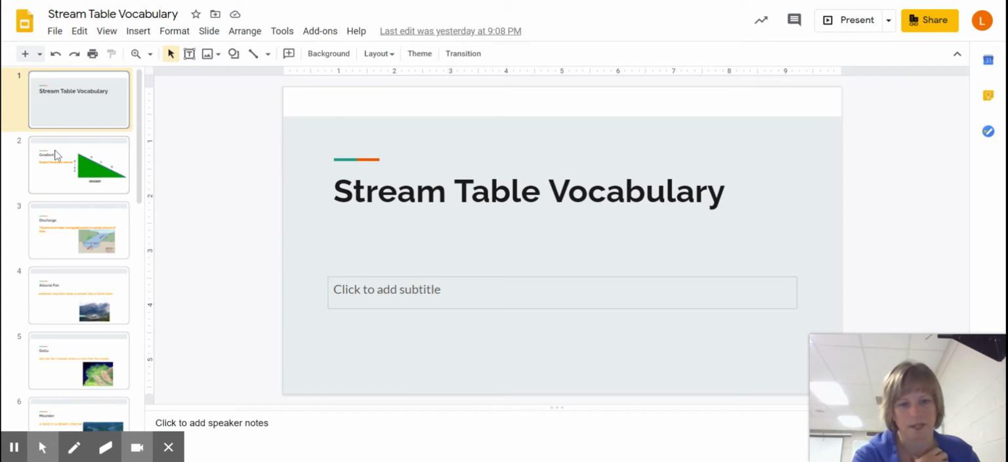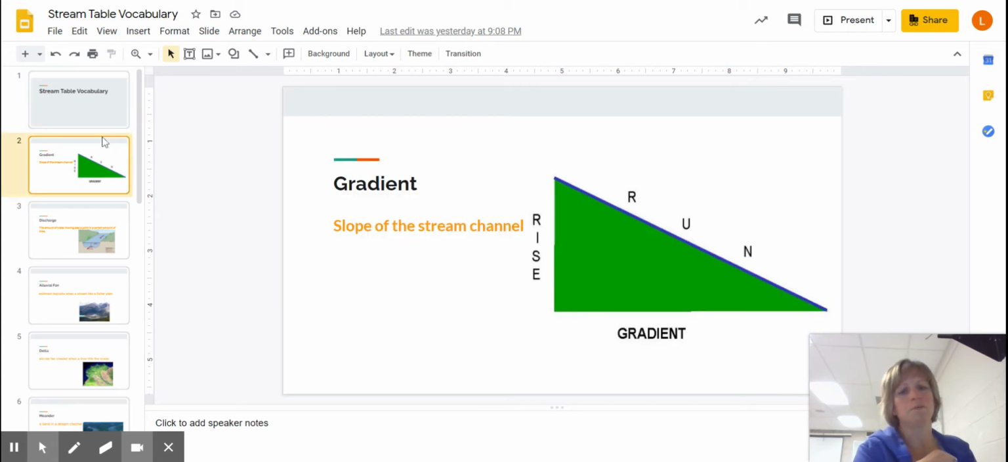So in math, you've been working on this concept of slope. And so the science word for slope is gradient. So the slope of a stream channel is the gradient. So if you look at this hill, if a stream is running down a hill, well, this is the rise, which would be your change in the y, and this would be your run, which would be your change in the x. So again, gradient in one word means slope.